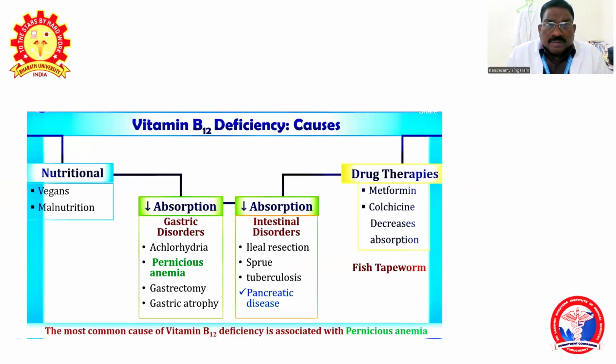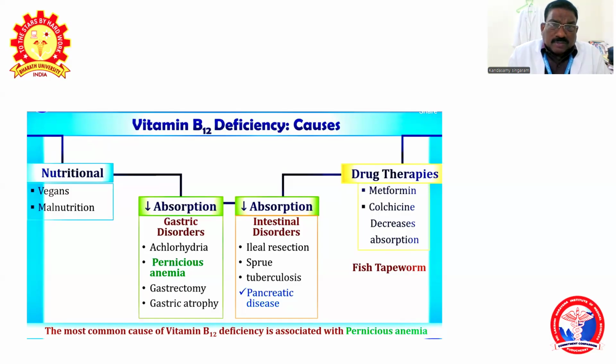What are the causes of vitamin B12 deficiency? First one is nutritional deficiency. A vegetarian diet will cause vitamin B12 deficiency. Another cause is malnutrition. And another cause is decreased absorption, like in the case of gastric disorders, achlorhydria, pernicious anemia, partial or complete gastrectomy, gastric atrophy.